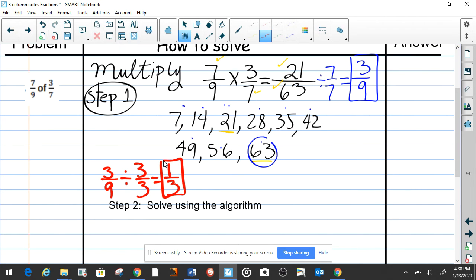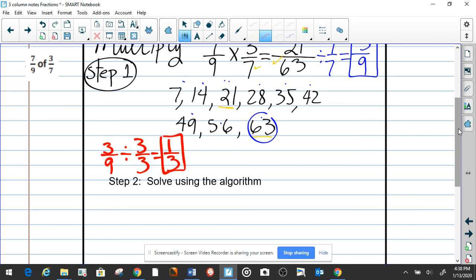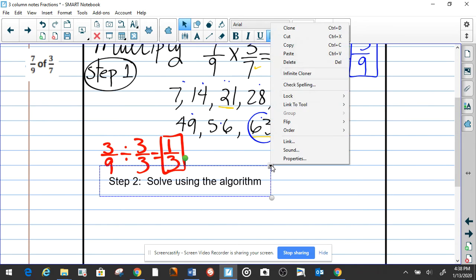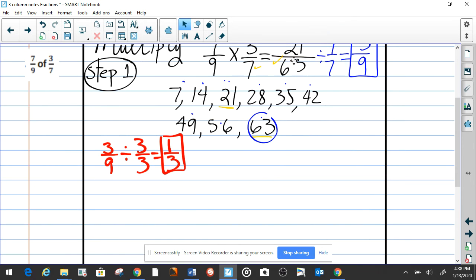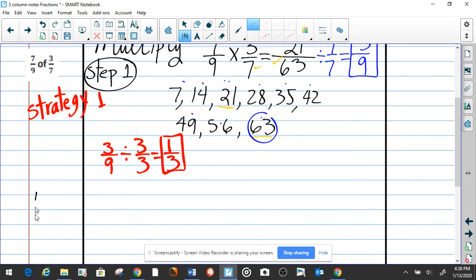Okay? So now, here is another way to solve this problem. This time, we're not going to use the algorithm. We're actually going to use a different strategy. So let's call the first strategy Strategy 1, or method 1. Now we're going to look at method number 2. Method number 2 is going to be simplified. It's going to be easier.